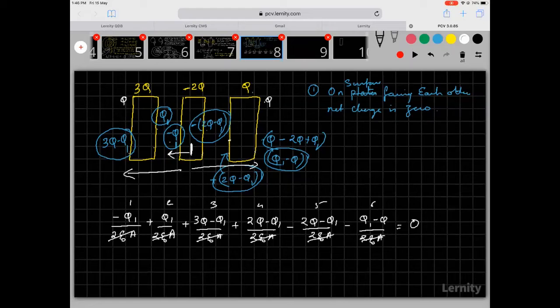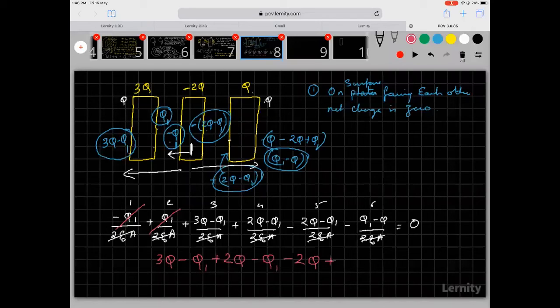Now, minus q1 plus q1 cancels. So this is 3q minus q1 plus 2q minus q1 minus 2q plus q1.